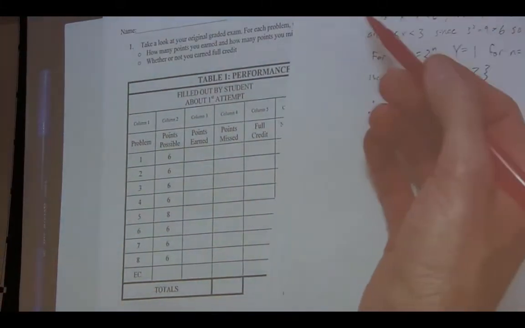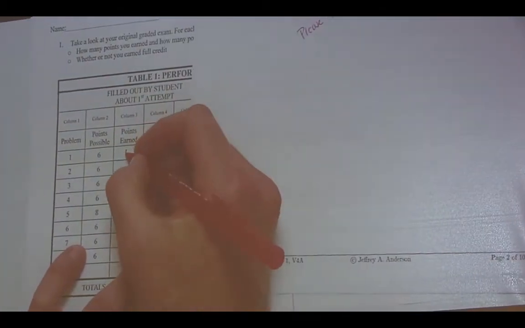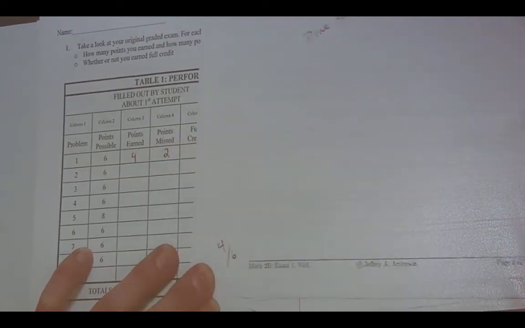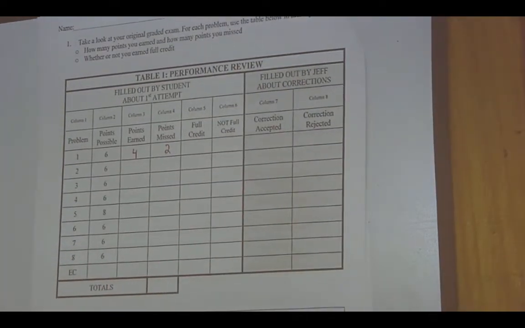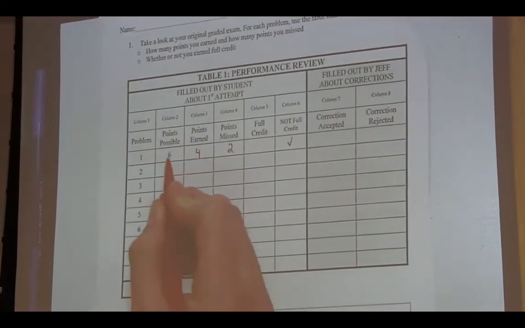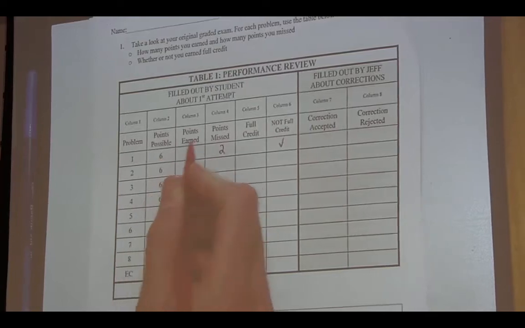On the first problem of the exam, how many points did they earn? 4. There were 6 points possible. How many points did they miss? 2. Is that full credit or not full credit? Not full credit. The only way it's full credit is if the points earned is equal to the points possible, right? Anything else is what you might call partial credit. And we're just going to keep going here. How about the second problem?